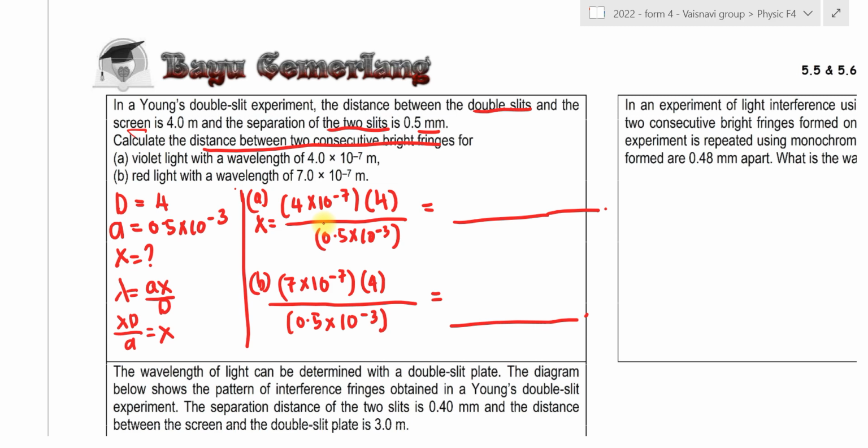First one, 3.2 times 10 to the power of negative 3 meter. Okay. The second one, 5.6 times 10 to the power of negative 3. Here you can see, if the wavelength is longer, X is longer. If the wavelength is shorter, X is also shorter. Okay, next one.